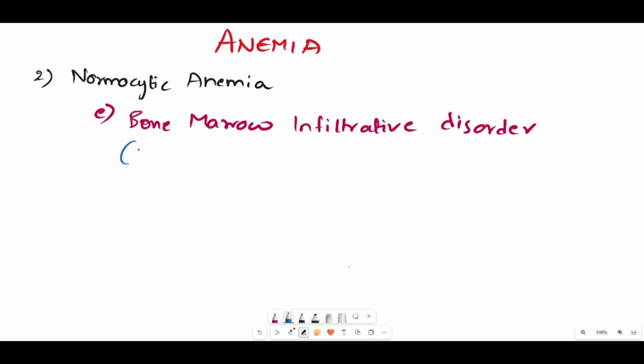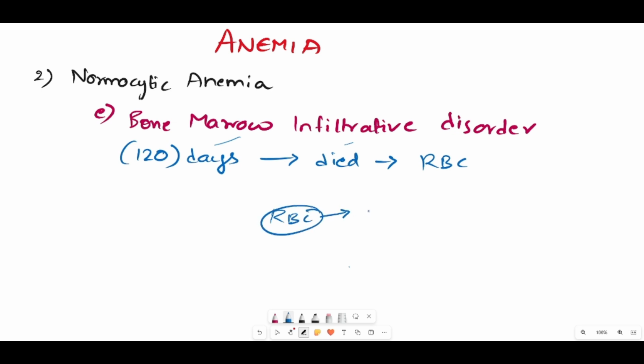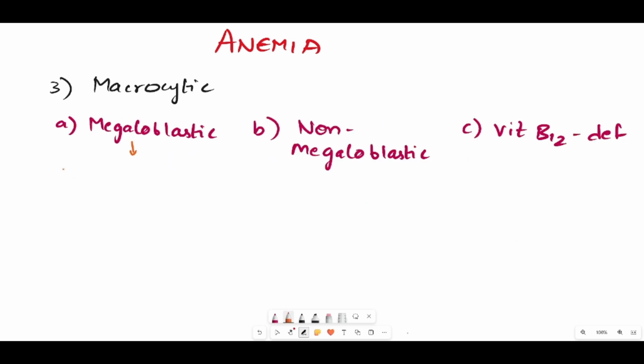Normally we know that the RBC has a lifespan of 120 days. Once the RBC dies, a new RBC will be formed. In this condition, the RBC will be produced, but it will be larger in size because this affects the bone marrow, which can lead to conditions like leukemia. Coming back to megaloblastic anemia, the main cause is impaired DNA synthesis.